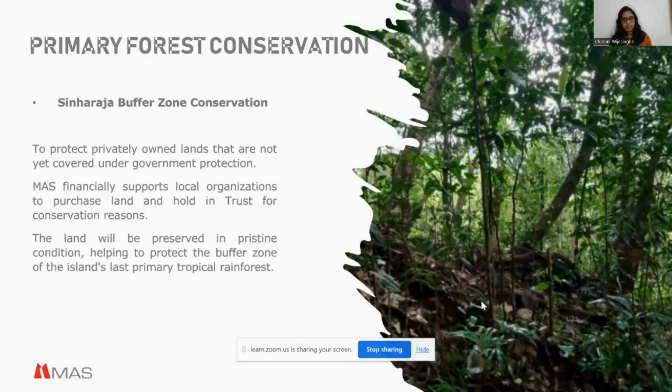We will conserve them in pristine condition, helping to protect the buffer zone of the island's last primary tropical rainforest, Sinharaja. So these are some of the projects that MAS Intimates has done in the last few years, and we are continuing to do such projects.